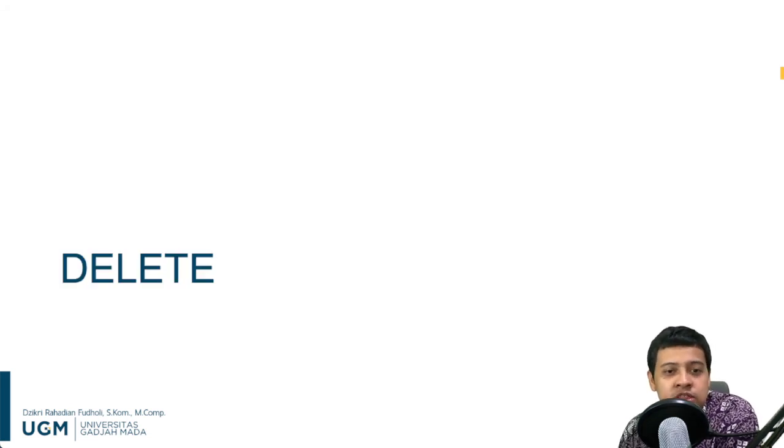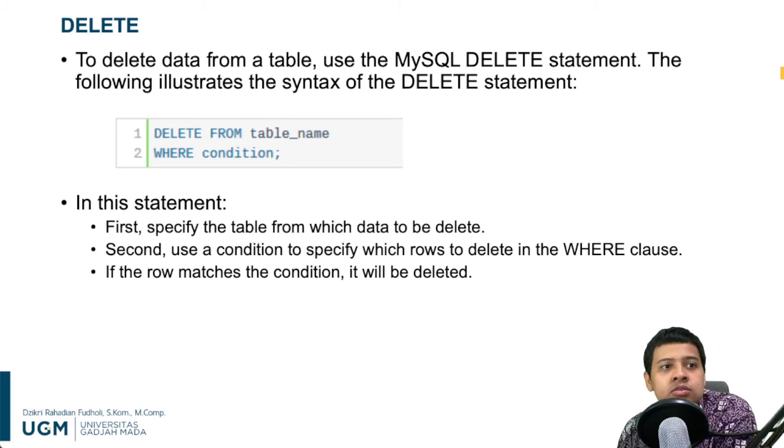Lastly, what we're going to talk about in this video is delete. So to delete data from a table, we use the MySQL delete statement, just like the following. So we see here, delete from the table name where some condition. We didn't specify a certain column. We just specify the table name. So first we specify the table name from which data is to be deleted, and then the second one, we use the condition of which rows to delete in the where clause.